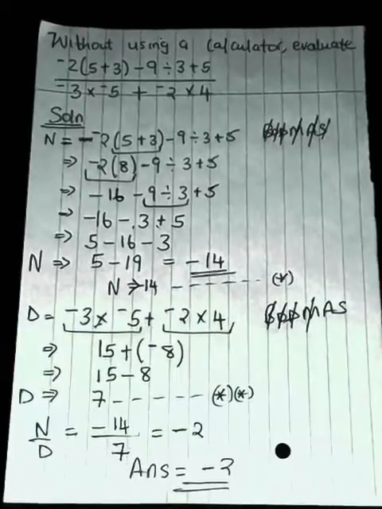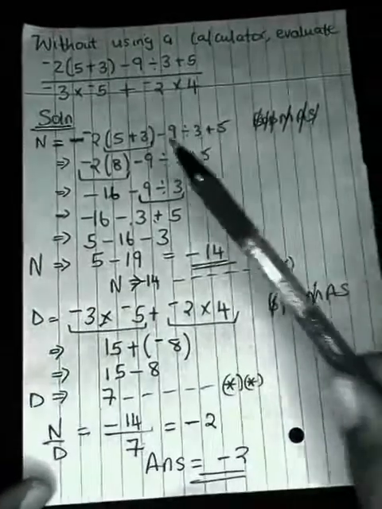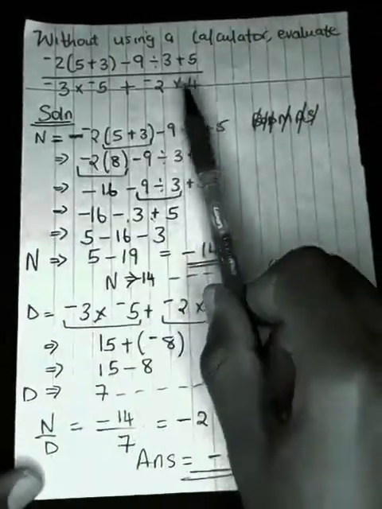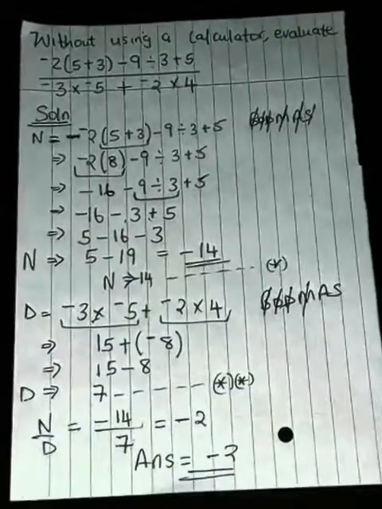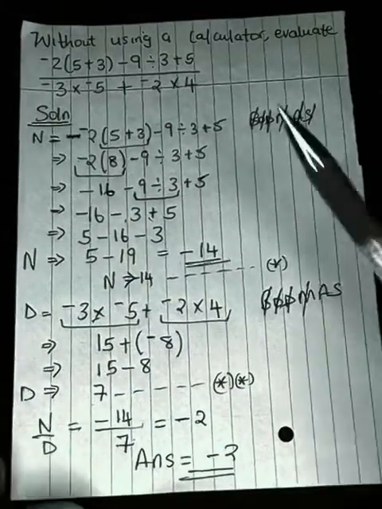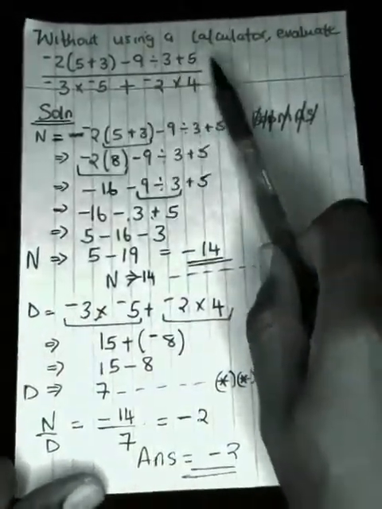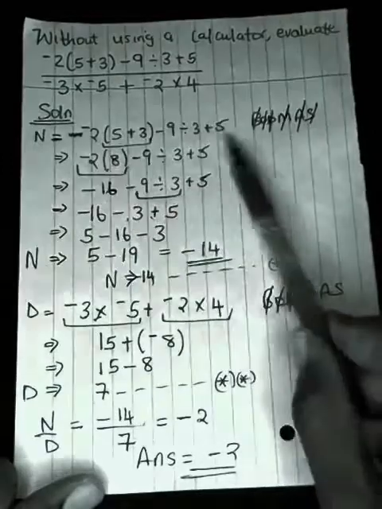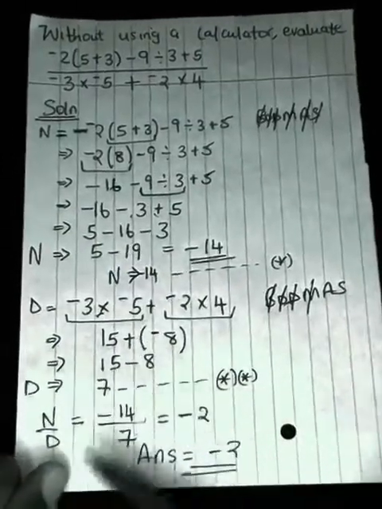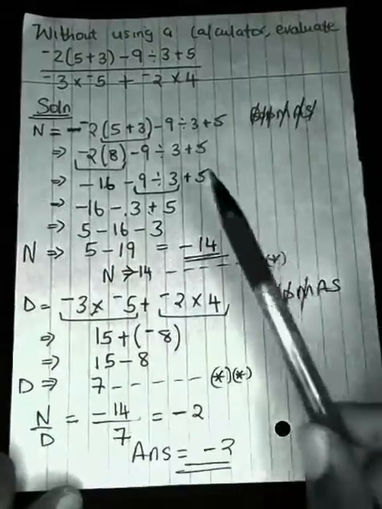We look at our third example, viewers, and the question is, without using a calculator, evaluate this particular number over this particular number. In this particular case, you still apply BODMAS, and we are saying that you first deal with the numerator, which is like that, and the denominator, which is like that, and then you combine the two to give you your final answer.